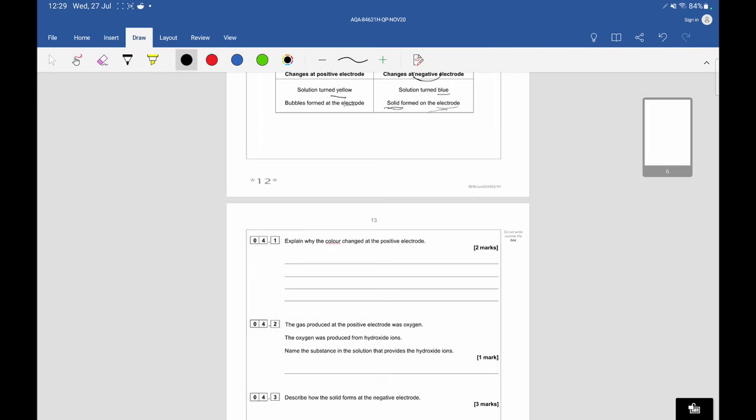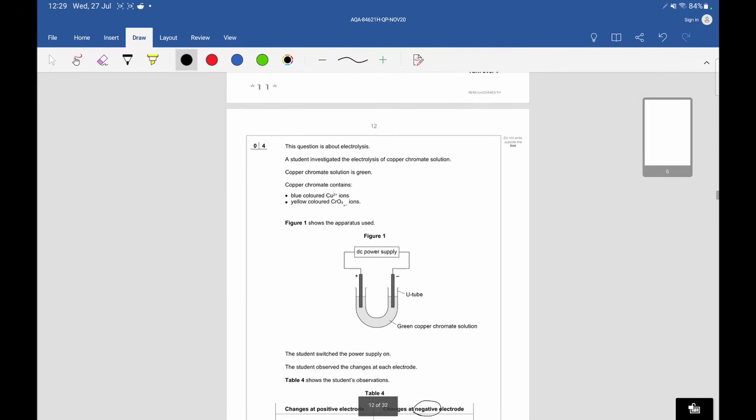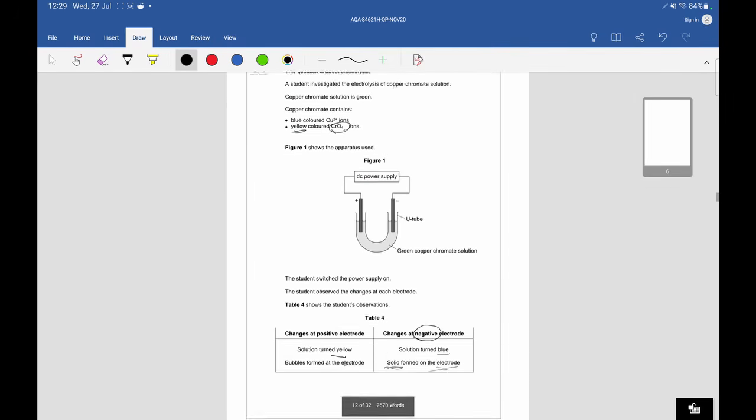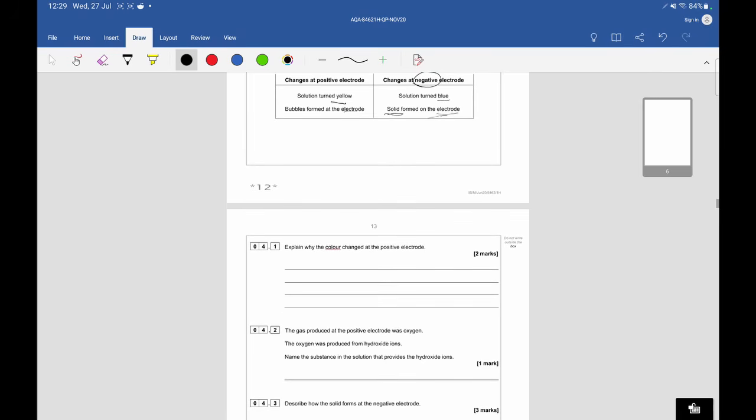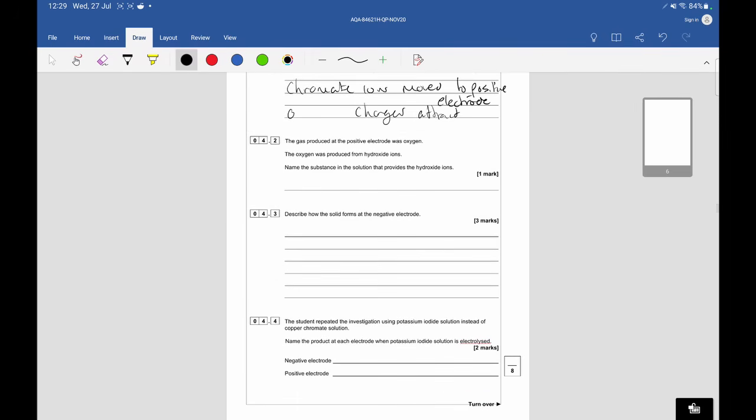Why did the colour change at the positive electrode? Well, if we look back at the top, we know that chromate ions are yellow and our solution turned yellow. So our solution must have turned yellow because chromate ions moved to the positive electrode. And they did that because opposite charges attract.